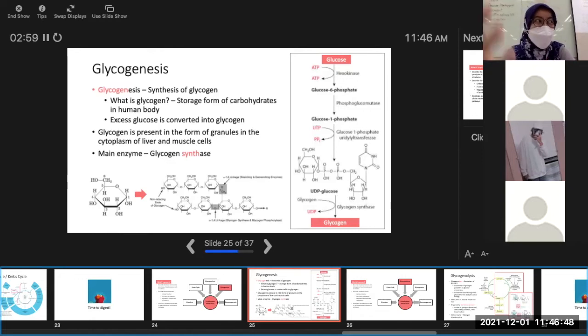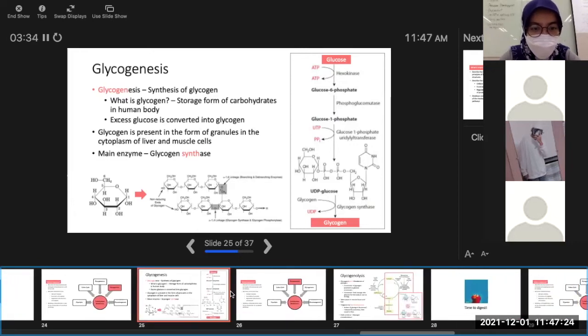After a meal. After we have eaten, some part of the glucose is utilized for energy production, for example. The excess will be converted into glycogen. So that is when synthesis of glycogen takes place. The main enzyme for this is, it's simple, glycogen synthase, because it will synthesize glycogen. So glucose turns into glycogen.